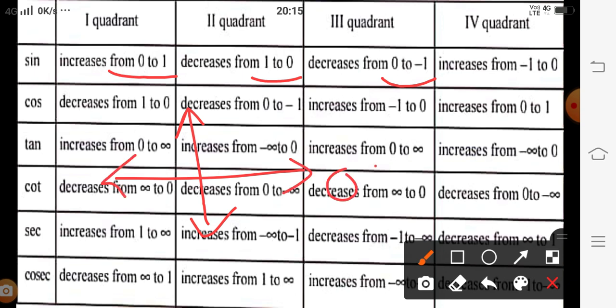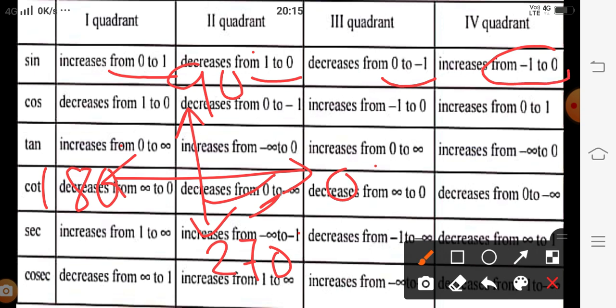Here we are getting 0 degree, 90 degree, 180 and 270 degree. Then sin theta decreases from 0 to -1. Sin 180 is 0, and if you find sin 270, you get -1. What happened in the fourth quadrant? Sin 270 is -1 and sin 0 is 0. It means in the fourth quadrant, the value of sin theta increases from -1 to 0.